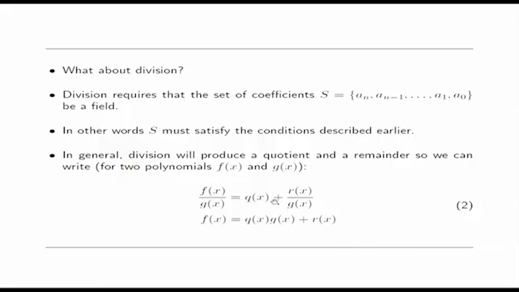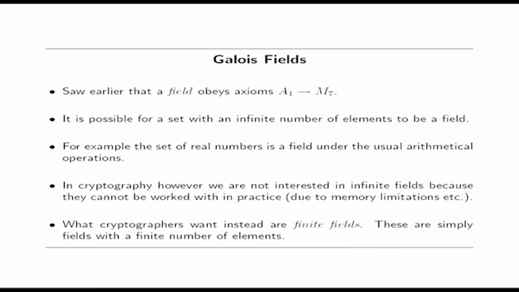So, this is the division arithmetic for two polynomials f(x) and g(x), where q(x) is called the quotient and r(x) is called the remainder polynomial. Okay. So, now we talk about Galois field over polynomials.